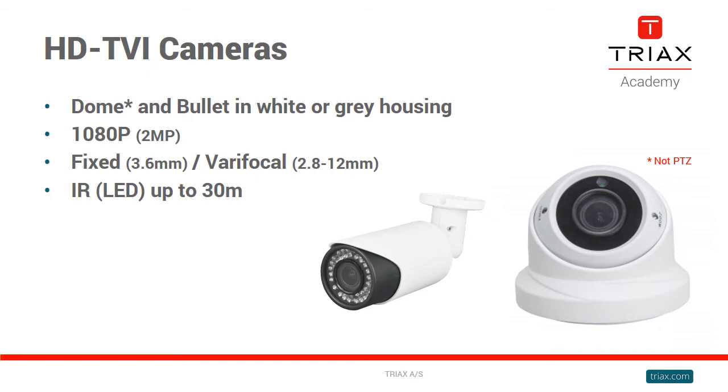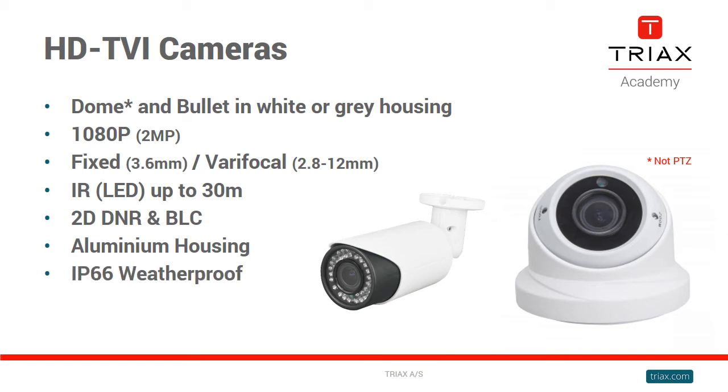The cameras have an IR ring, which can deliver IR light up to 30 meters for the 1080p 2 megapixel versions. The HDTVI cameras use 2D digital noise reduction and backlight compensation to enhance the quality of the image. The camera housing is all in aluminum, which ensures that all the cameras are rated IP66 weatherproof.